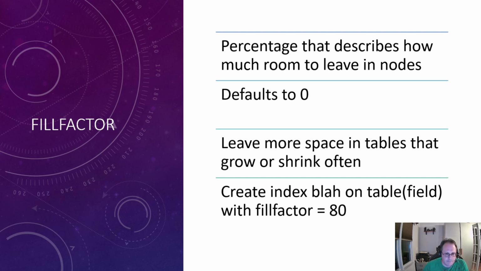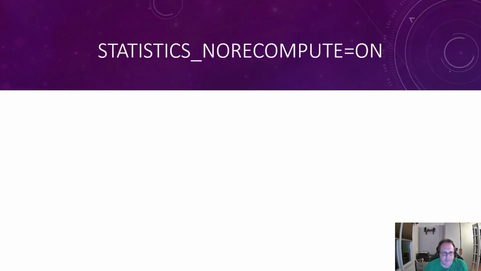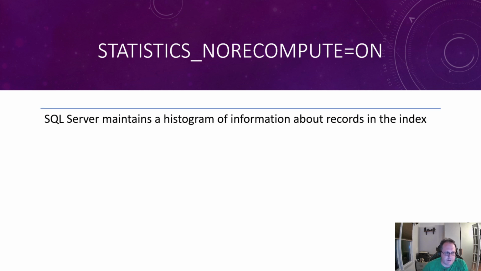Another problem that we introduced, but is a little behind the scenes, something called statistics. This is not the boring math class you hope you might have taken in high school. This is something even weirder. Behind the scenes, SQL Server maintains a histogram of information about records in the index. Think histogram like a bunch of bar charts grouped together. And what the bar charts are indicating are the number of items in 20 bins. And a bin is a range of values.